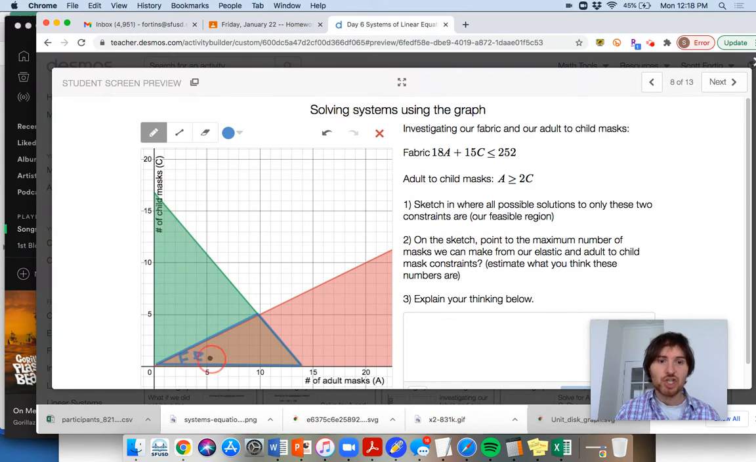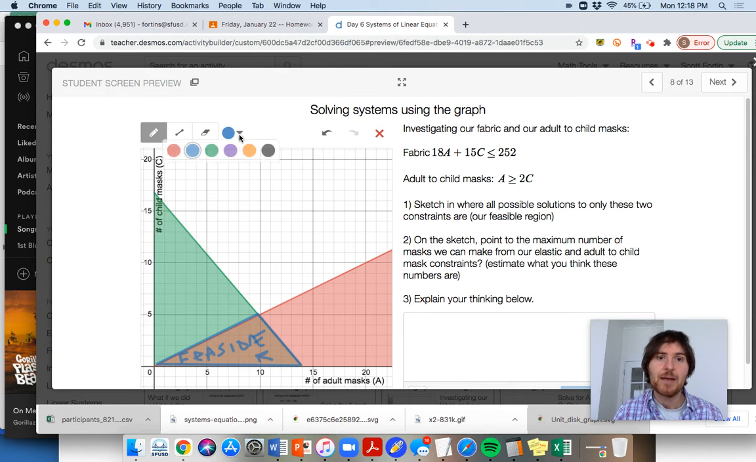Okay, on the sketch, this is what you have to do for homework, so hopefully you're watching this video. This is my feasible region. Type it in. I'll do feasible R, because we're running out of space and time. Sketching where all possible regions are, right there. There we go. On the sketch, point to the maximum number of masks we can make from our elastic and child mask constraints. Estimate where these numbers are.